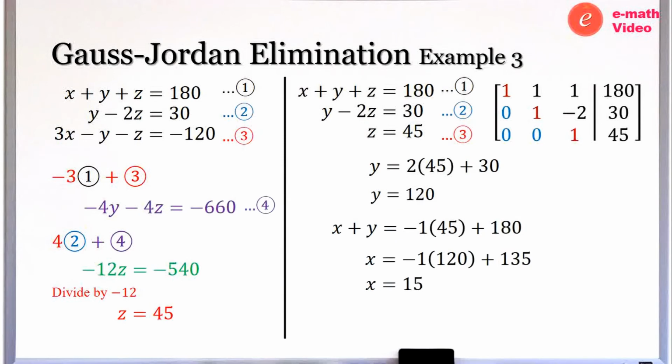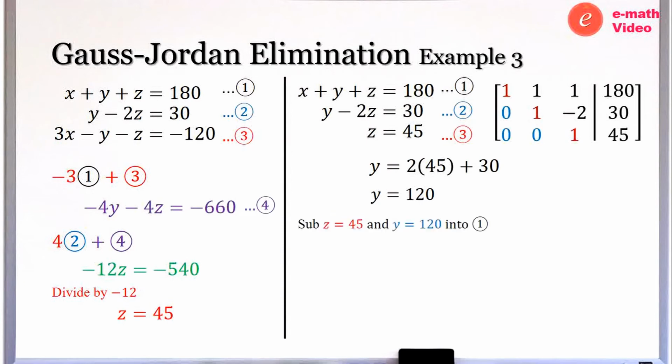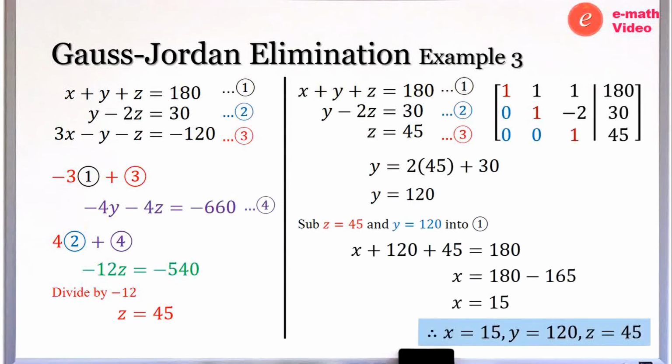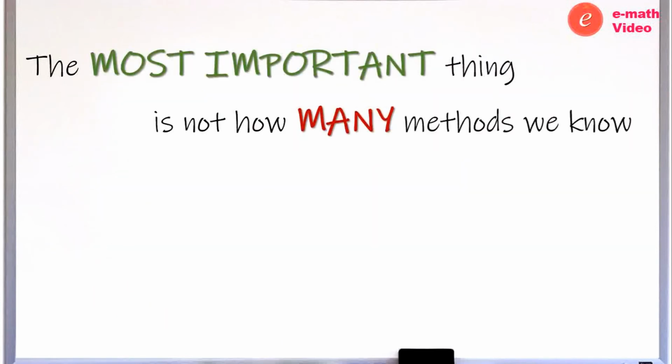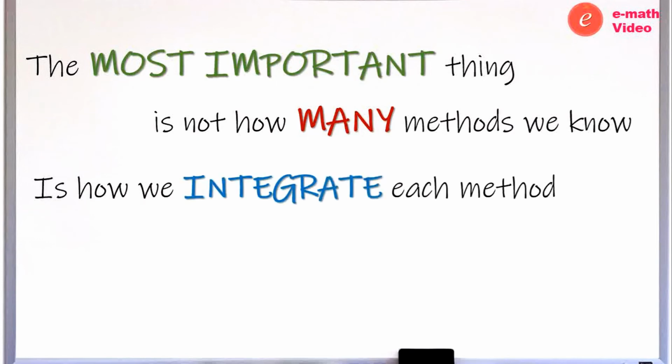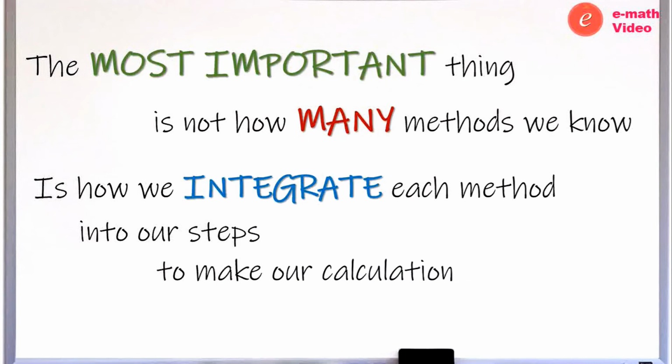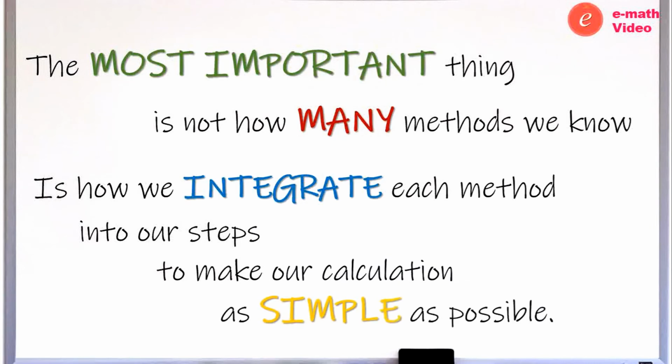Well, in reality, no one will do that to find x. In this case, although we strictly follow the idea of Gauss-Jordan elimination, in fact, we can just play cheat and sub z and y into equation 1 and solve for x. We will still get the same answer. The most important thing is not how many methods we know, it's how we integrate each method into our steps to make our calculation as simple as possible.